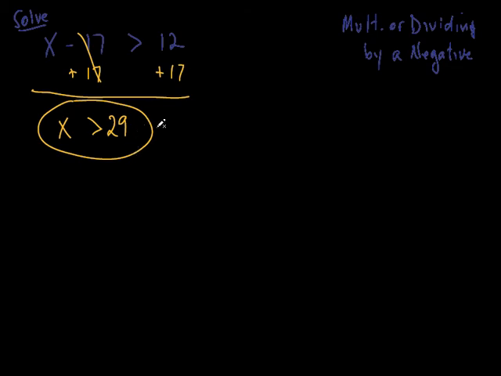Now you're not going to sit there and write all the numbers that are bigger than 29. You're just going to write it like this: x is greater than 29. So let's do another one. I'll skip part B. Let's go to example 2.